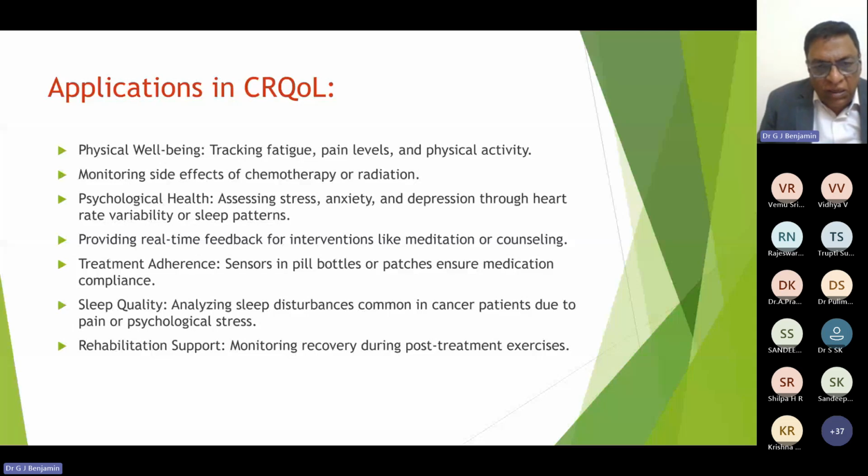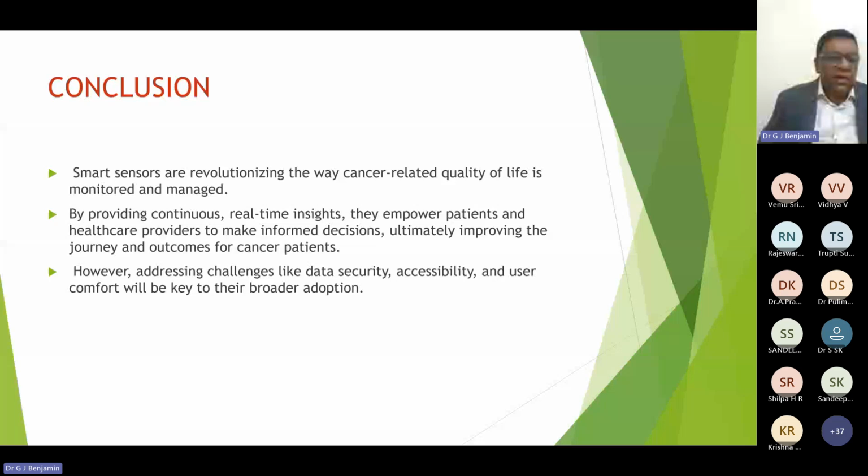Analyzing sleep quality disturbance, common in cancer patients due to pain or psychological stress. You can know very well that this patient is not improving because he has a sleep disturbance or he's worried or he's depressed. You can get into him, rehabilitate him, support him, and you can monitor him and his recovery during post-treatment exercises. So these are the conclusions that I make.